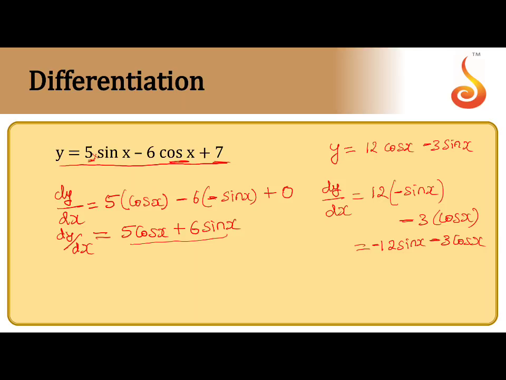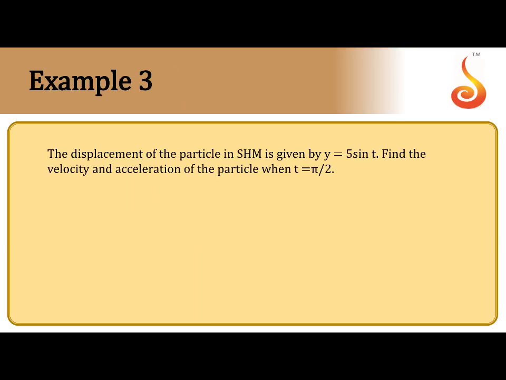With this idea, let us see one problem in physics. The displacement of a particle in simple harmonic motion is given by y equals 5 sin t. Find the velocity and acceleration of the particle when t is equal to pi by 2. So the given equation is y equals 5 sin t.